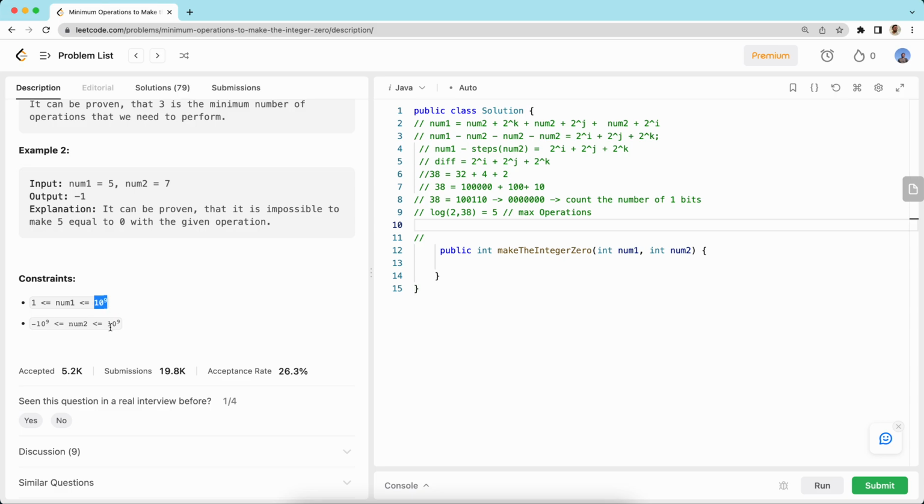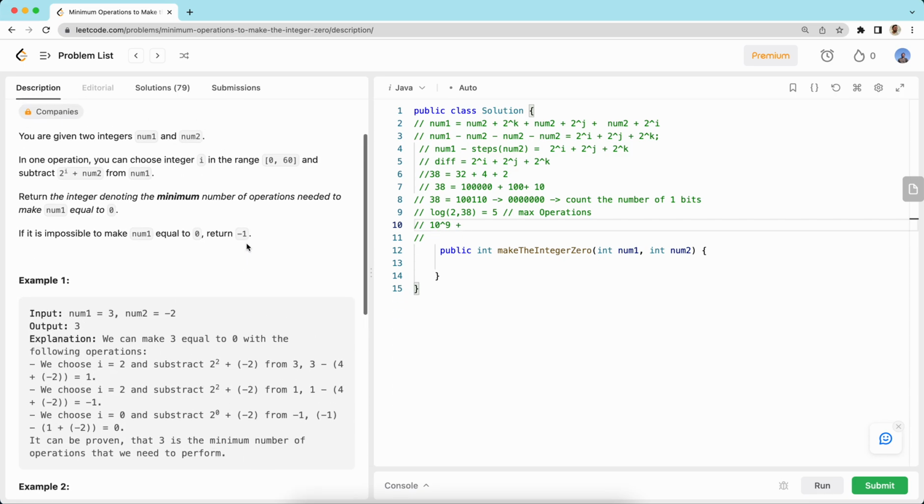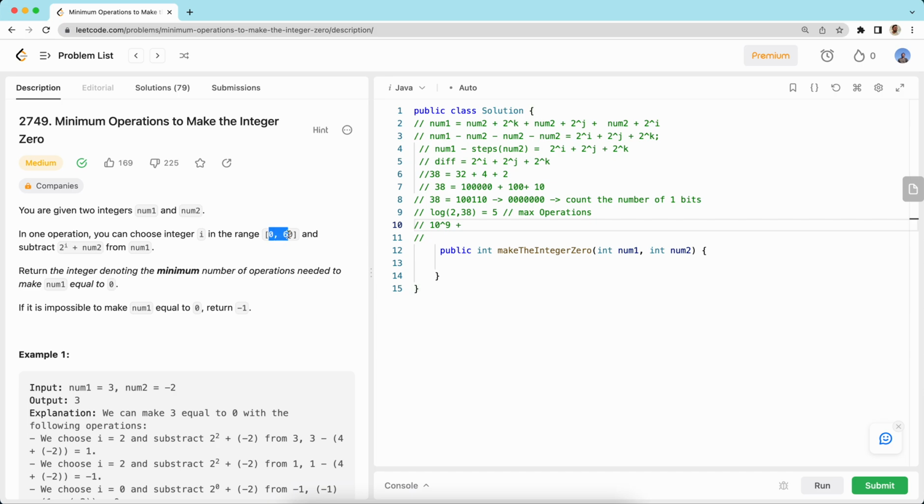Num1 can be 10 raised to power 9, num2 can be 10 raised to power 9, and minus 10 raised to power 9, and we have to see the subtraction, so we'll keep this value. So it can go up to 10 raised to power 9 plus, and okay, the number of k that is allowed is 60, or whatever the steps that we have. Let's assume it as 60 with the negative 10 raised to power 9.